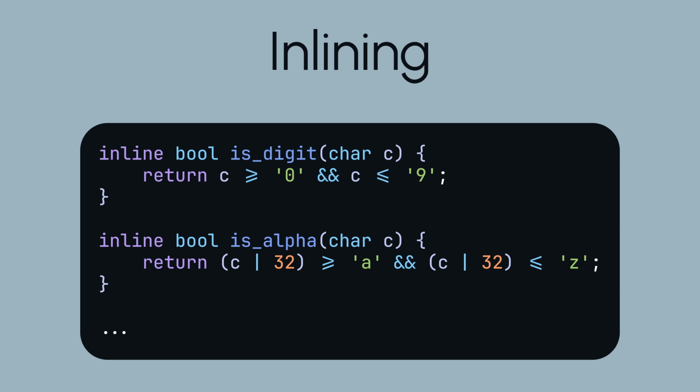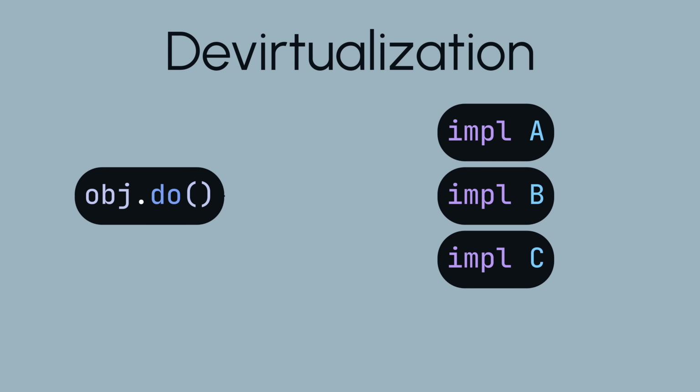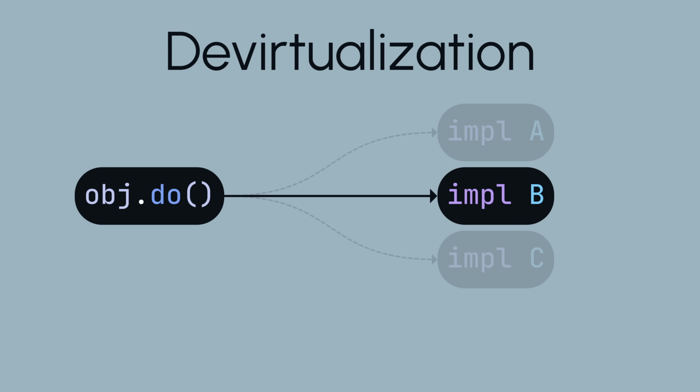A close relative of inlining is devirtualization. In an object-oriented language, a method call is normally indirect. The compiler doesn't know which implementation will actually run. That's decided at runtime via a vtable. But sometimes the compiler can prove the answer ahead of time. If the method is final or an interface has only a single implementer, the indirect call can be turned into a direct one. And once it's direct, it's a candidate for inlining again, which is usually the whole point.